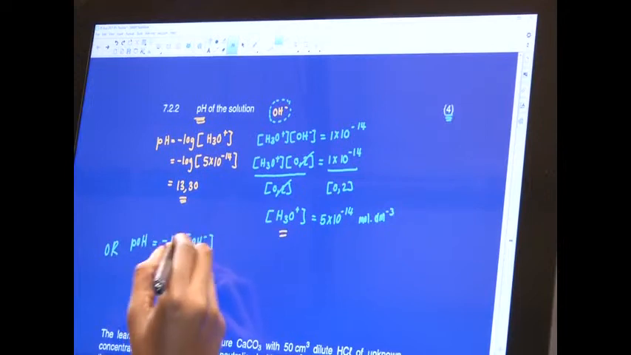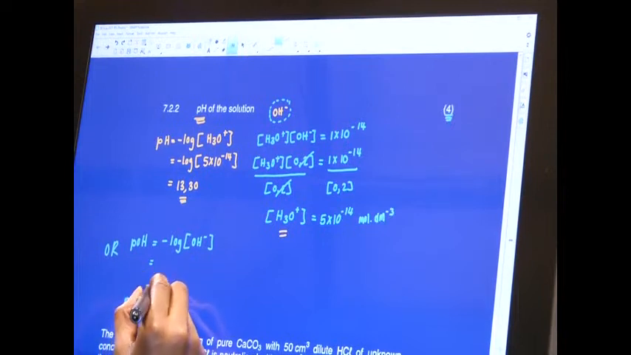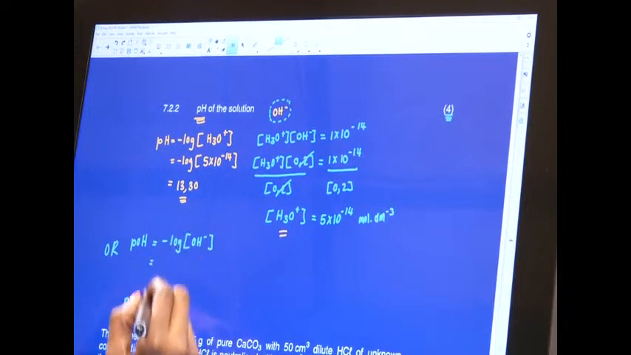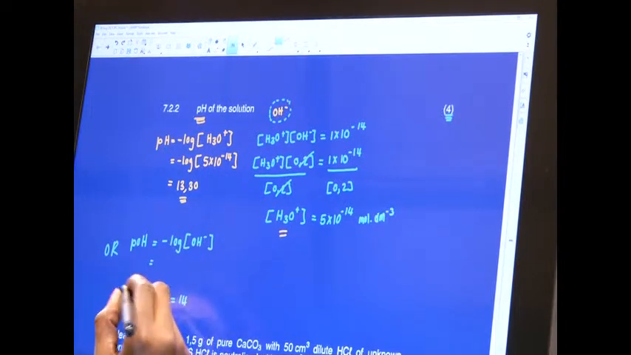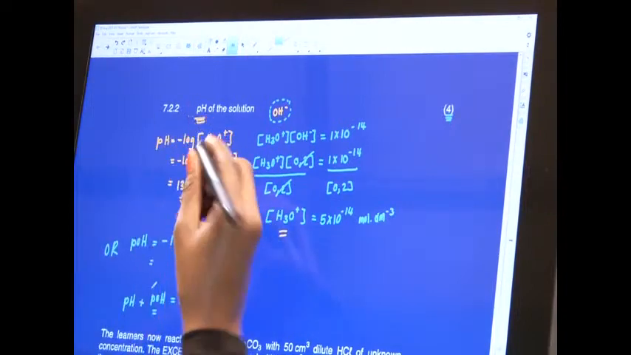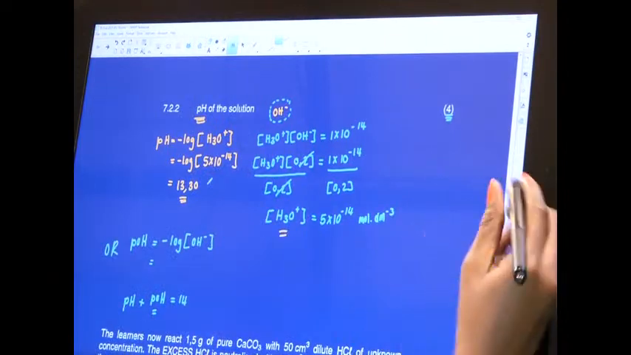So once you find your pOH, don't want us to waste too much time. You're going to use the formula pH plus pOH is equal to 14. So once you get the pOH, you're going to substitute it there, and therefore you're going to take this to the other side, and then you'll find your pH. And then exactly the same, you will get the 13.30. So that's another way you can actually calculate your pH.